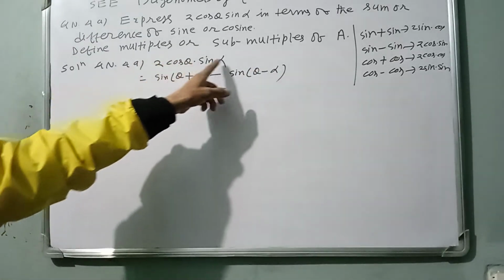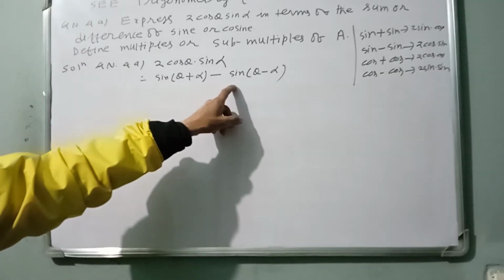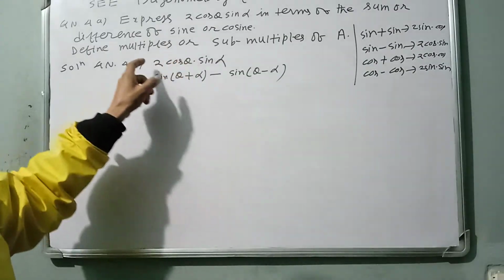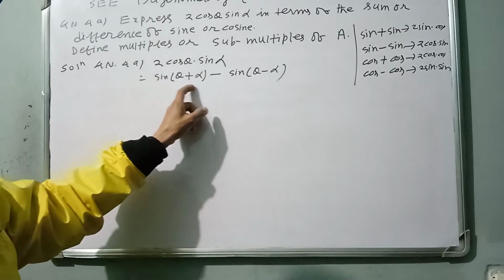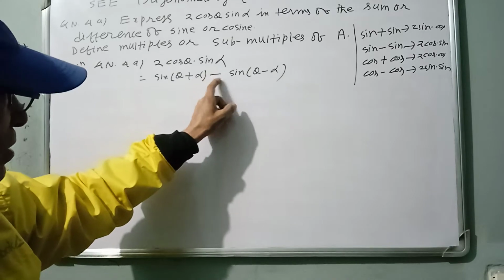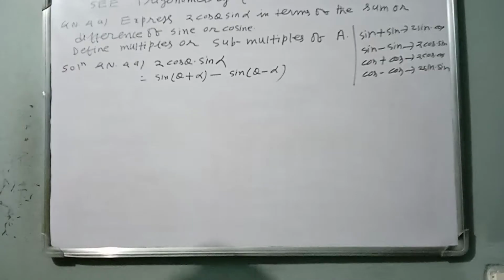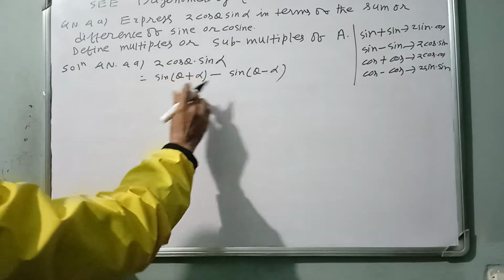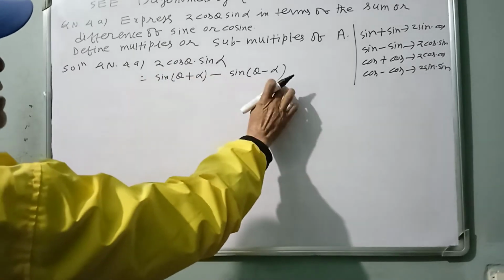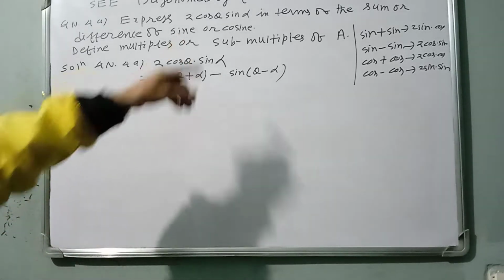If you want 2 sin cos, that is also sin A plus B plus sin A minus B. This is also correct. But according to the given condition, 2 cos A sin B is sin A plus B minus sin A minus B. But you can write minus as plus, and sin alpha minus theta. That is also correct. Sin A plus B minus sin A minus B equals 2 cos A sin B, which is the required condition.